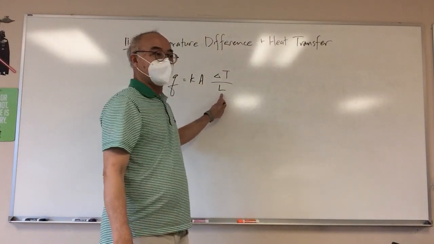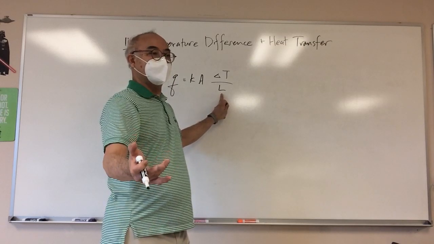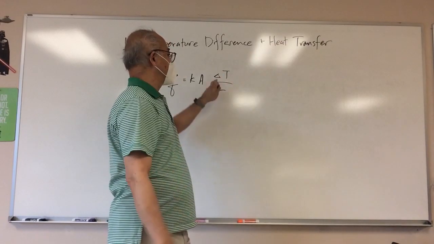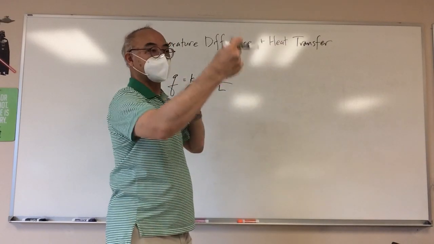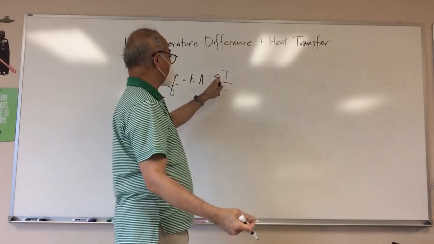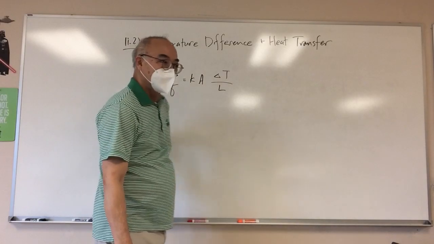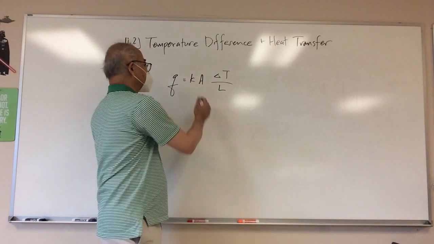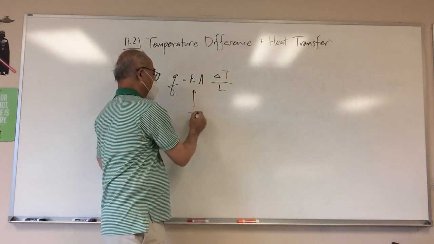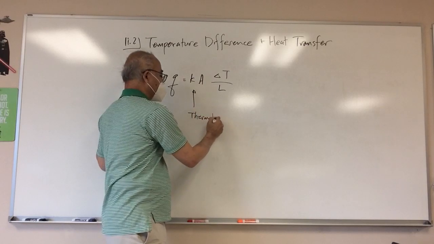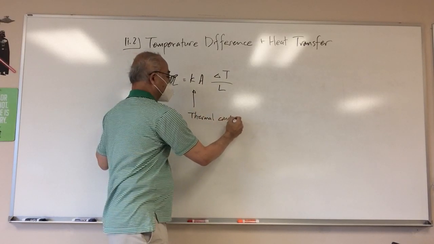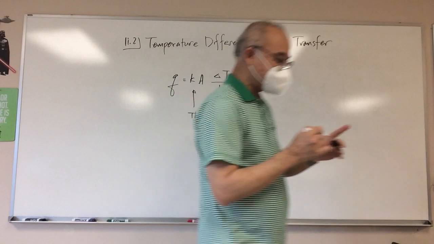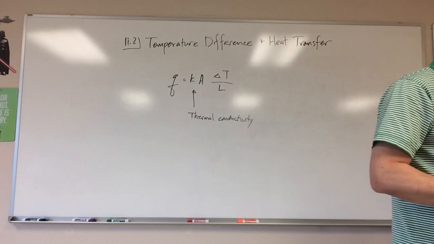L, if you had to guess, would be the thickness of whatever you're going through. Delta T is the temperature difference between both sides. Then you have A, which would be the cross-sectional area, and k is nothing more than a constant. What's the name of this constant? Thermal conductivity, and it's material dependent, so each material has its own value.